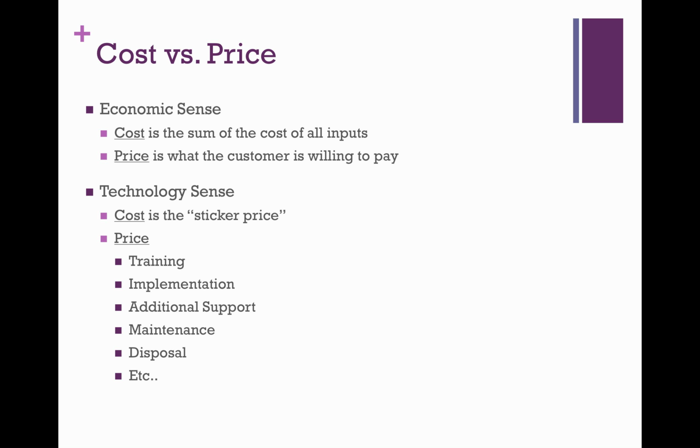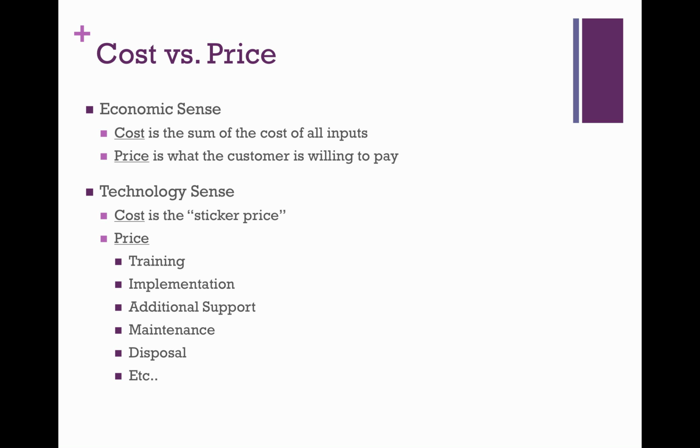However, in the sense of technology evaluation, cost and price have a slightly different meaning. Cost is actually the sticker price. So cost is that $600 for my phone. But the price is actually all the additional components. If I have a staff of 10 and I buy 10 iPhones, that's $6,000. That's great, but I didn't figure how much it costs to train these people. I didn't figure how much it costs to set up my help desk. And then maintenance and disposal are factors too. So the cost is not $600 for my phone, but it's actually $1,000.